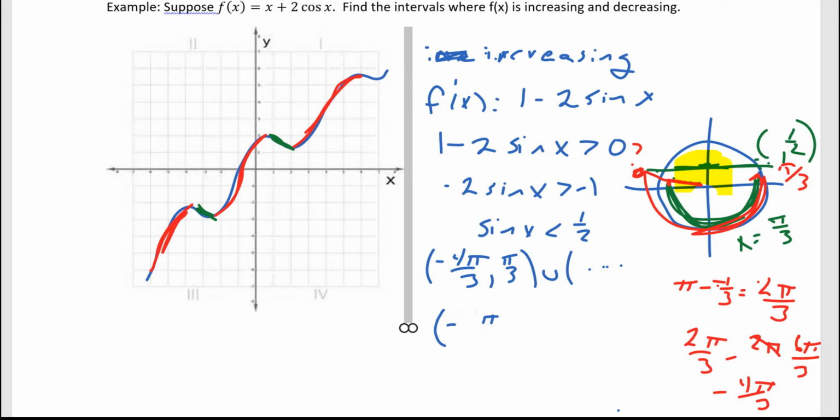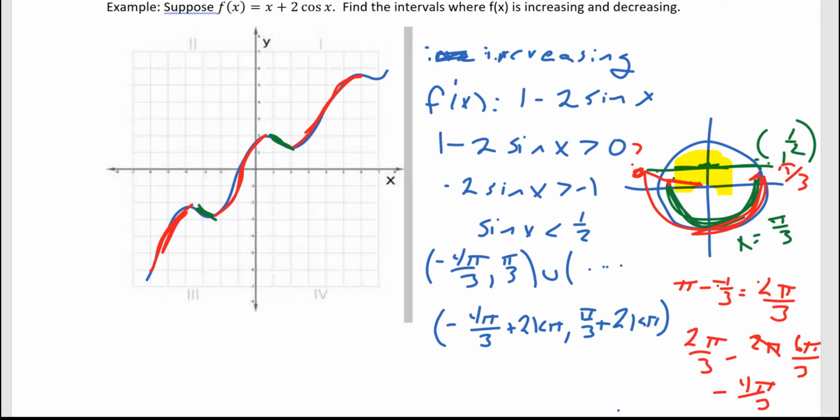Where did that come from? 4 pi over 3 plus 2k pi, because we want to go full circle there. And we're going to end at pi over 3 plus 2k pi. So it's increasing on all of those intervals.